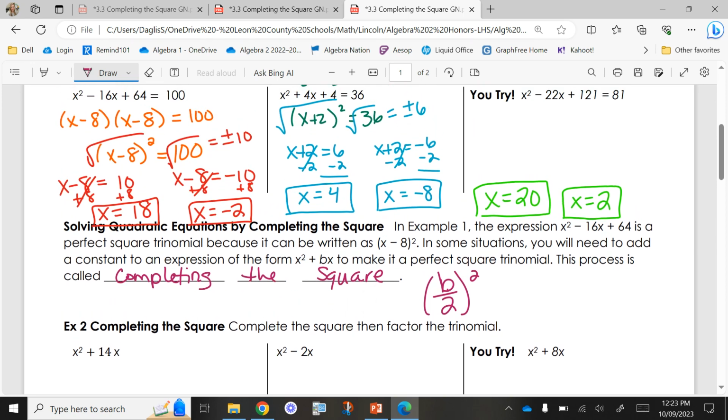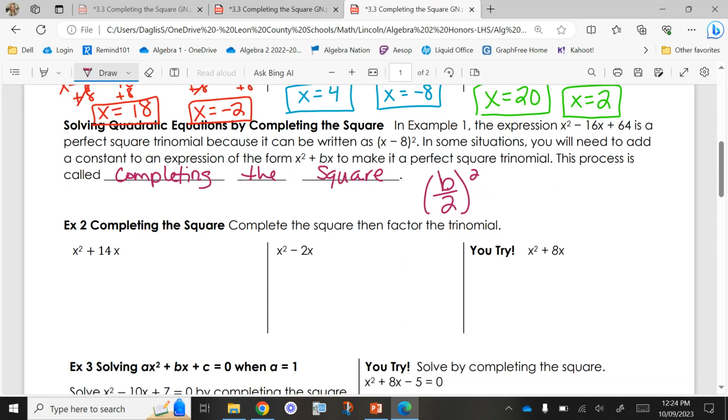What's 16 cut in half? 8. What's 8 squared? 64. What's 4 cut in half? 2. What's 2 squared? 4. What's 22 cut in half? 11. What's 11 squared? 121. So see how that was the pattern for all the ones you just did? You can continue that pattern to create it yourself.